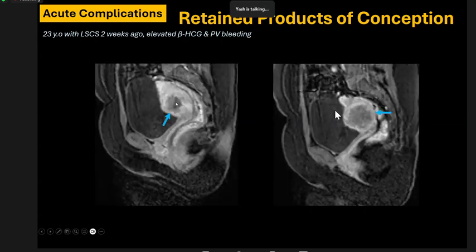Post-contrast, there was heterogeneous enhancement. And then this patient underwent D&C, and this was nothing but RPOC.